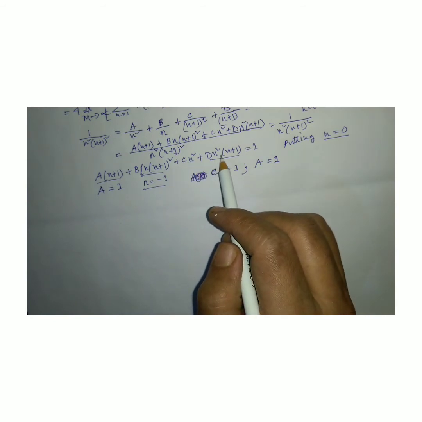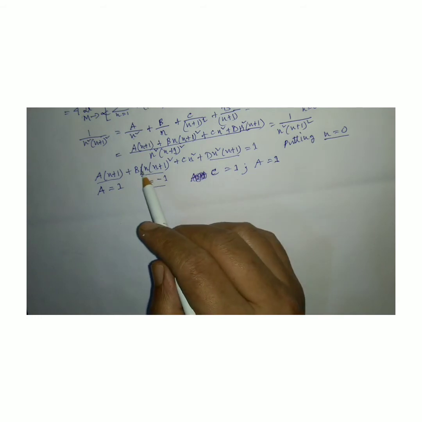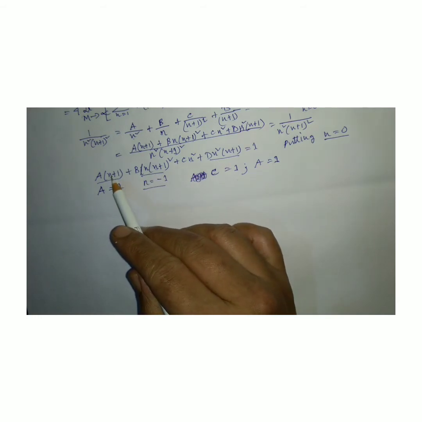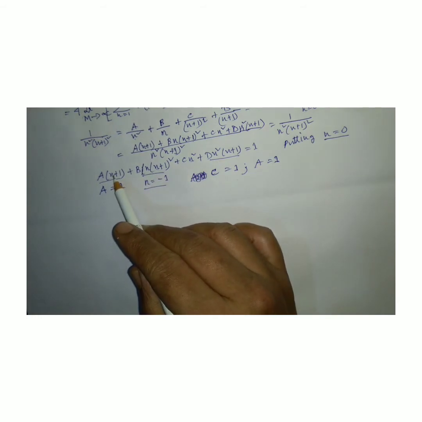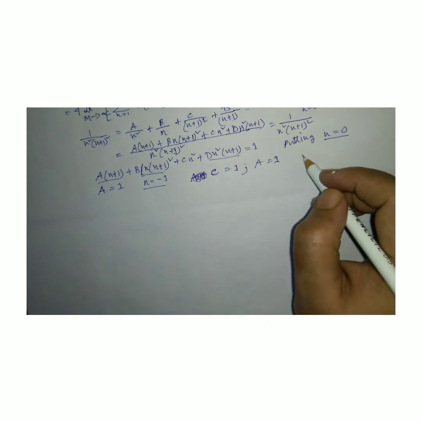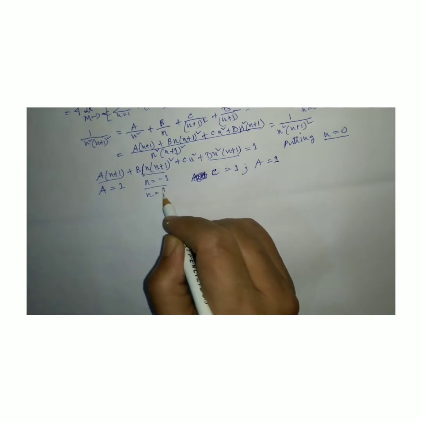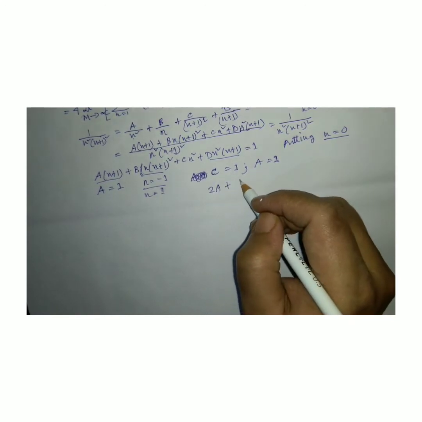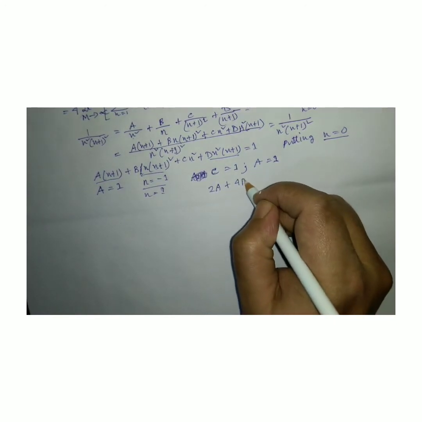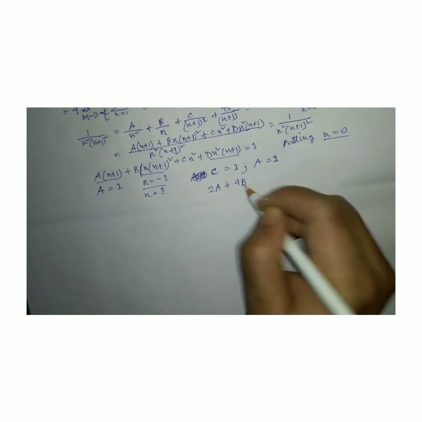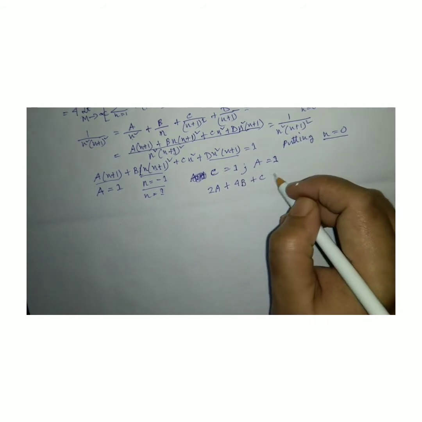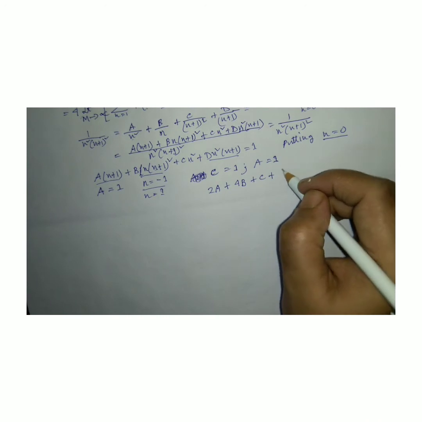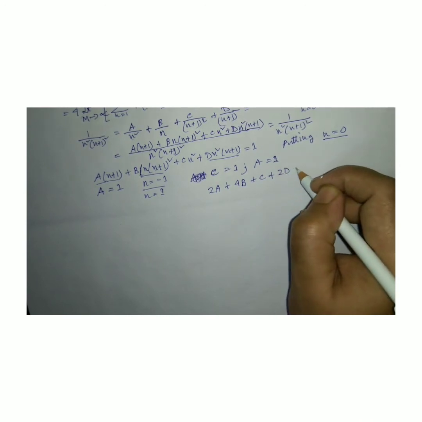So which value is better? If I put n equals 0, then I get a equals 1. n equals minus 1, n equals 1. If I put n equals 1, so 2a plus 4b plus c plus 2d is equal to 1.